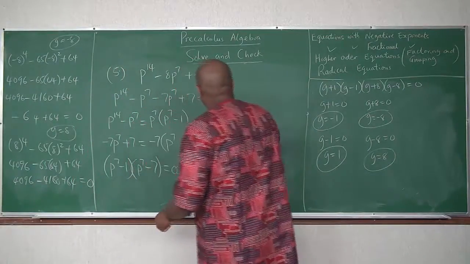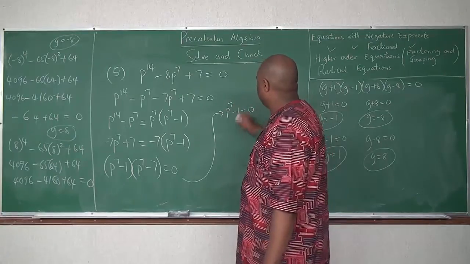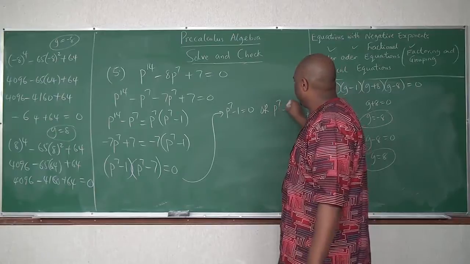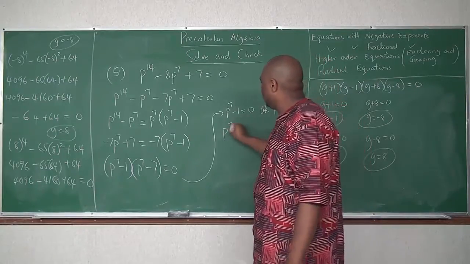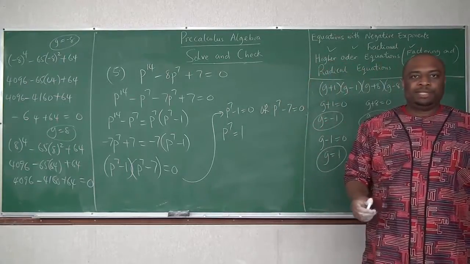This will be that b to the 7 minus 1 is 0, or b to the 7 minus 7 is 0. Okay. So here, b to the 7 is 1. B to the 7 is 1.